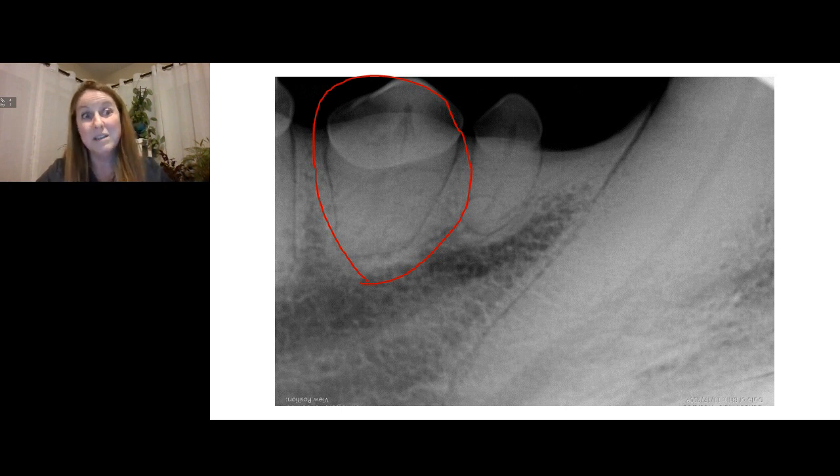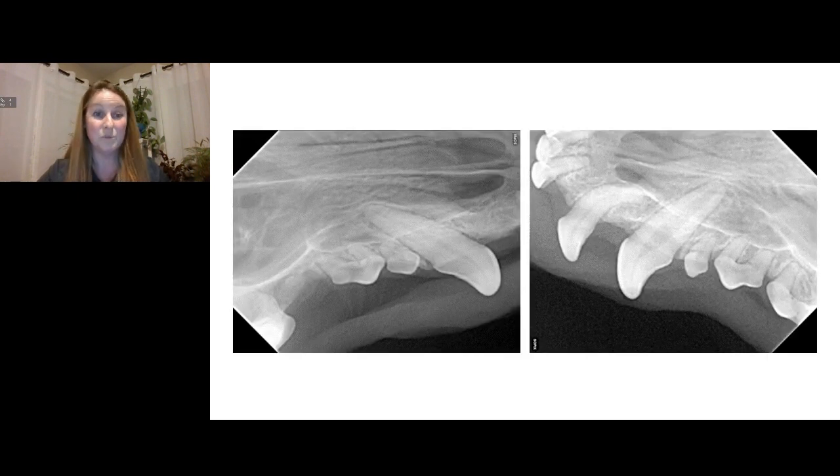But when we do have to take out these teeth, we don't want to try to section them because then we're just going to break them, right? So it's super important that we know what those root structures look like. So look at this one.